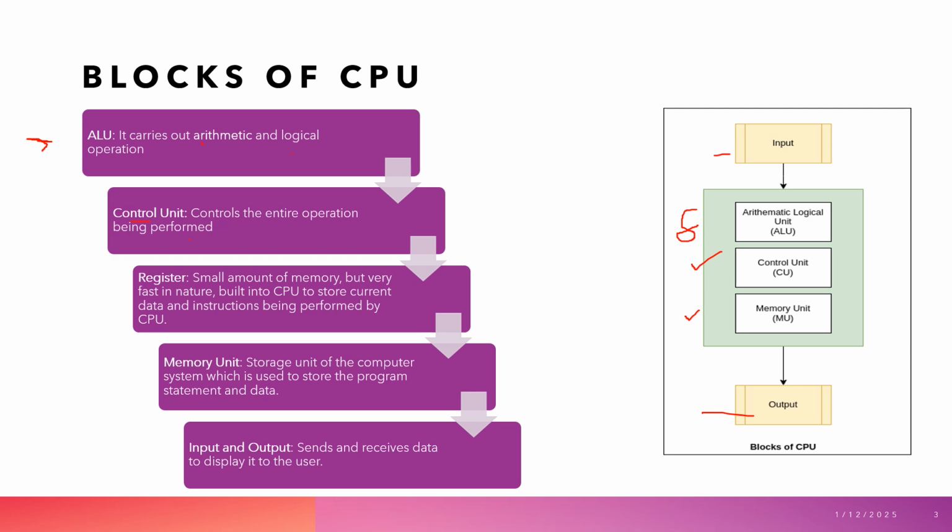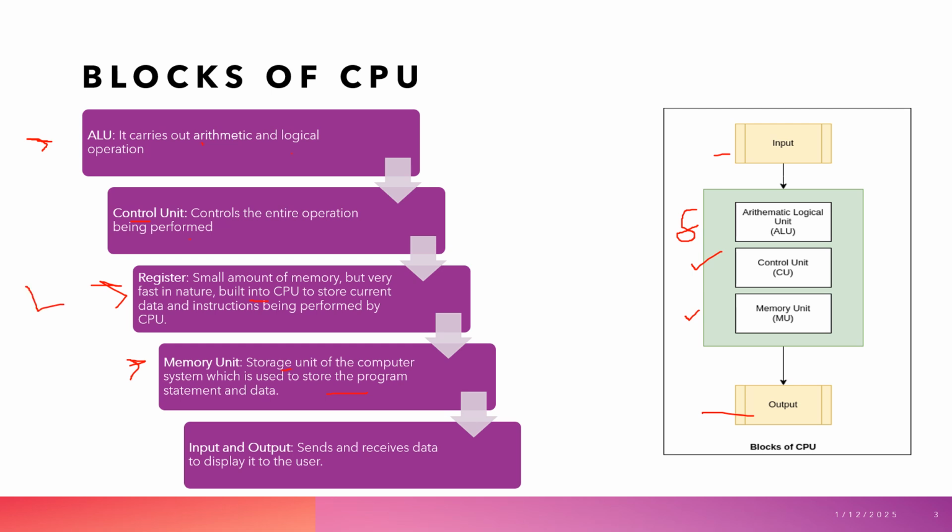First, we'll understand the memory unit. The memory unit is nothing but a storage unit which stores all your program data and instructions. The next comes the register unit. So the register is nothing but a small amount of memory which is very fast in nature and is built inside the CPU. What happens is that these registers store the current data and the instructions which are needed by the CPU to perform any operations.